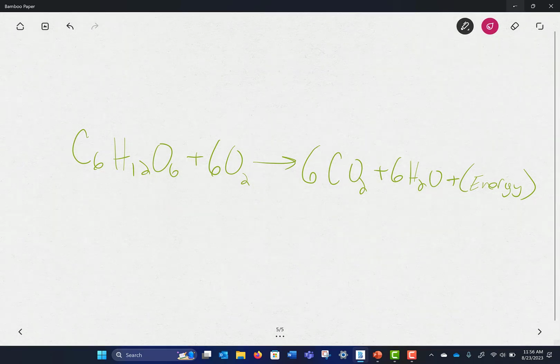So let's look to see what that means. In a redox reaction, we have electrons that are moving from one place to another. We have some molecules that are going to lose electrons.